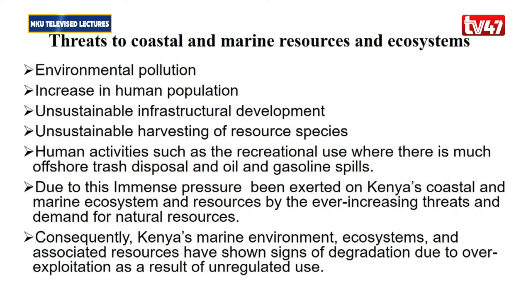Unsustainable infrastructural development is also another threat, whereby we have an unsustainable way of constructing and doing development that poses a greater challenge to coastal and marine development and conservation. Because of this, these resources get depleted, for example by cutting down trees to construct infrastructure like hotels and lodges where tourists can be hosted. This poses a challenge because that development denies the natural habitation of some species which were to thrive in those areas.